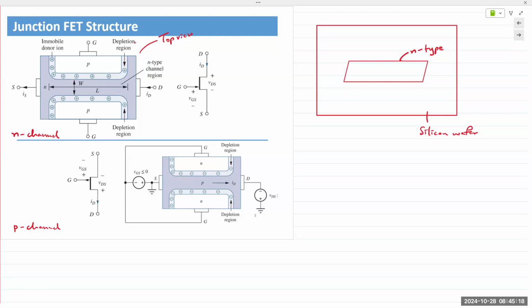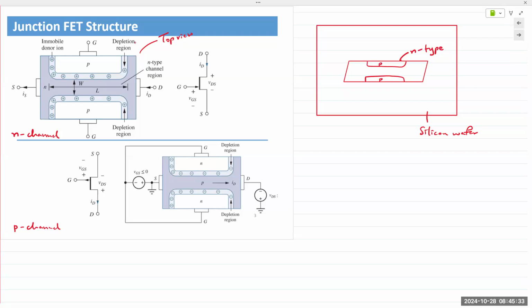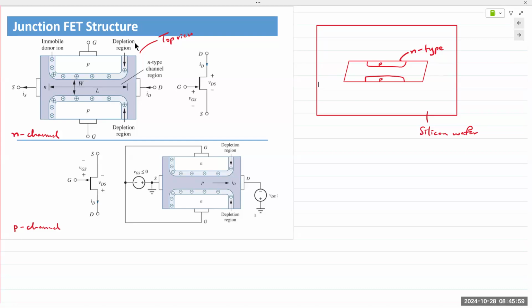And in this N-type material, we would implant acceptor atoms, thus creating p-type material. Once we implant a p-type material inside an n-type material, we now have a p-n junction. In this case, we have two p-n junctions on either side, thus creating a channel in the middle. There's a channel right there in the middle, and hence the name N-channel and P-channel JFET. The naming comes from the type of material that we use to create our channel.